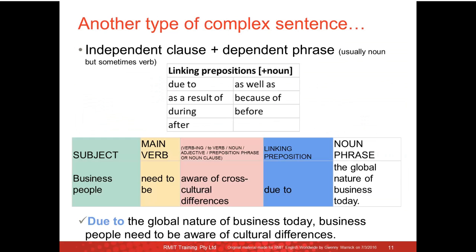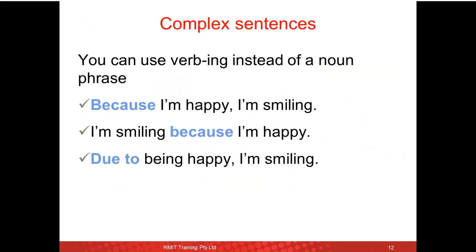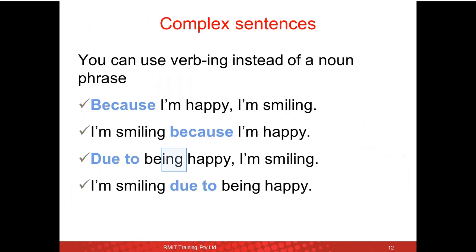Here you can see the clauses changed around, and this is totally fine, just like with the other subordinators. You can use verb ing instead of a noun phrase here as well. For example, we originally looked at because I'm happy I'm smiling, or I'm smiling because I'm happy. If I use a linking preposition, I need a noun, but I can use verb ing if I don't have one. For example, due to being happy I'm smiling, or I'm smiling due to being happy.